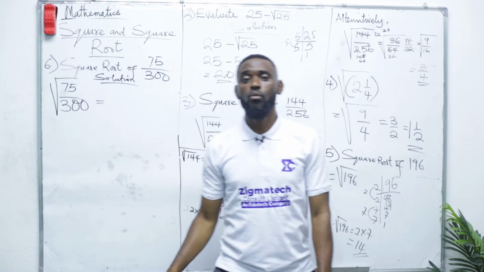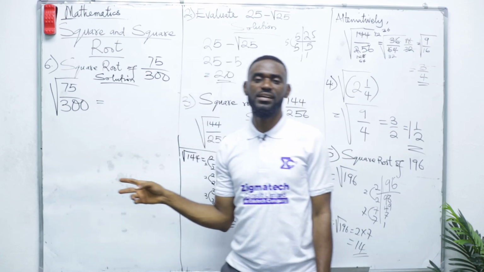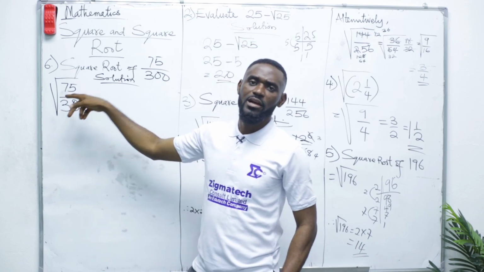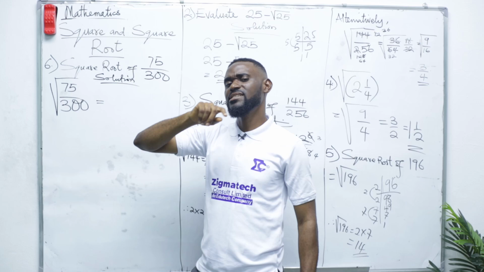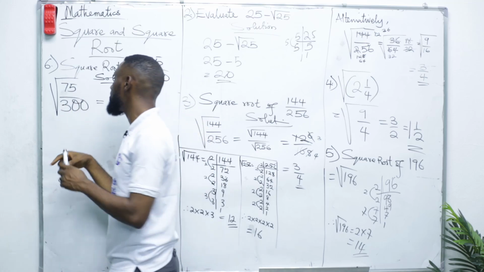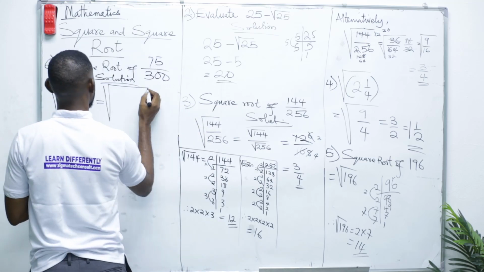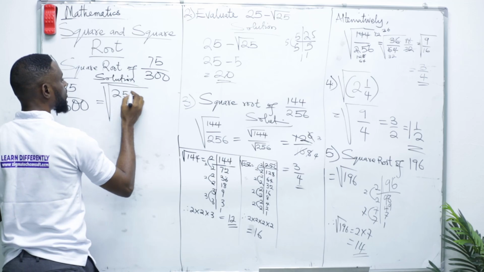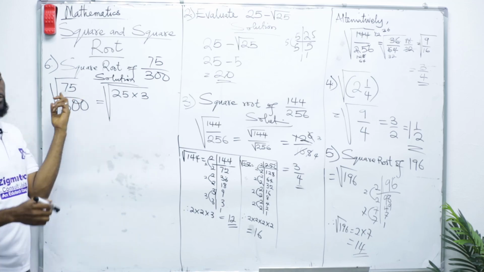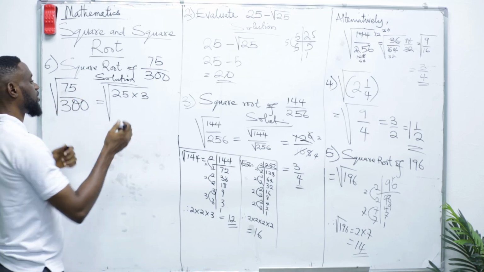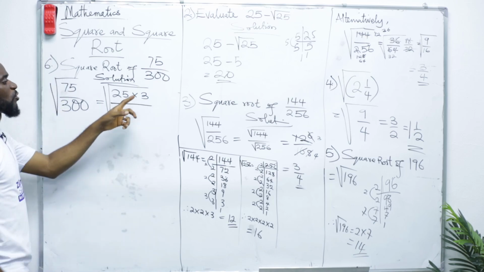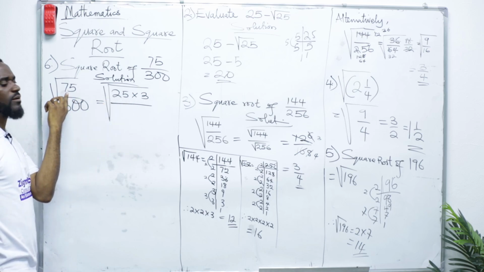Now, what this means is that if you look very well here, this 75 has a perfect square that can be multiplied to get 75. You know that 75 could be 25 times 3. 25 times 3 is also 75. All right? Then, for 300, why I'm doing this is because 75 is not a perfect square.